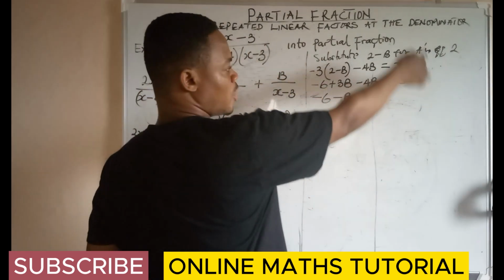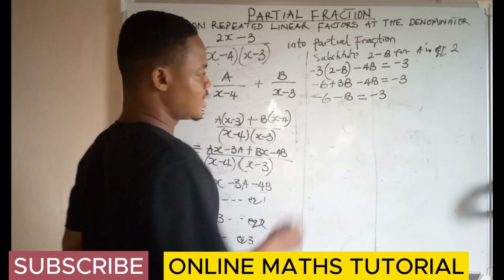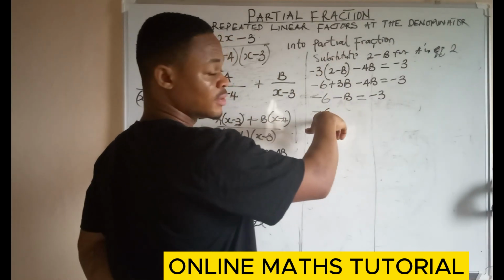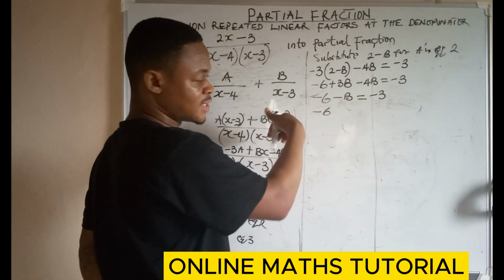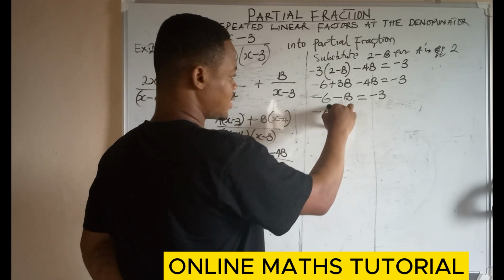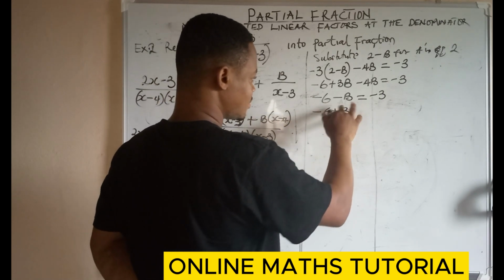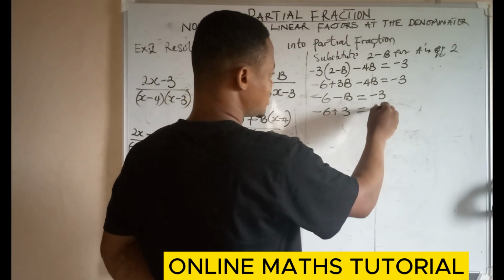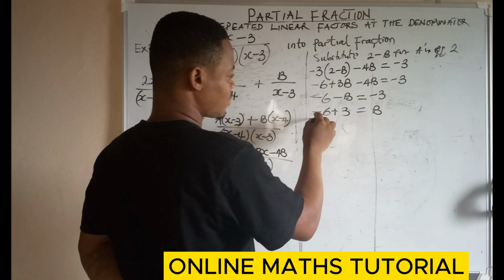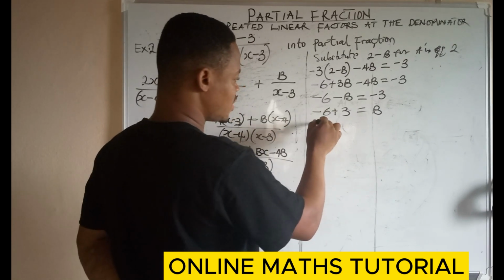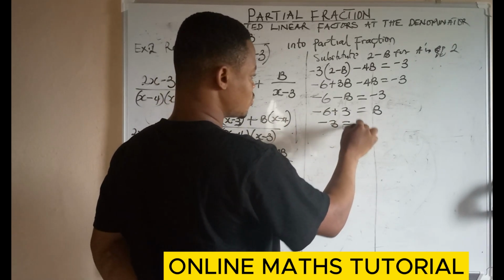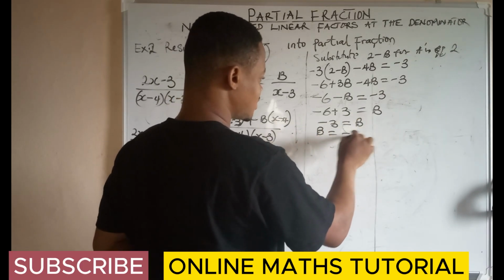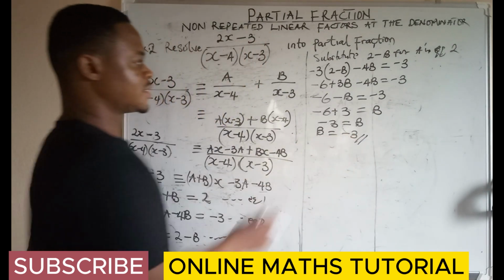So we can take this b to cross the equality sign. We have minus 6. Minus 3 coming over to the left hand side becomes plus 3, and minus b crossing the equality sign becomes positive b. So we can say that minus 6 plus 3 will give us minus 3 to be equal to b, which is the same as writing b equal to minus 3. So b is equal to minus 3.